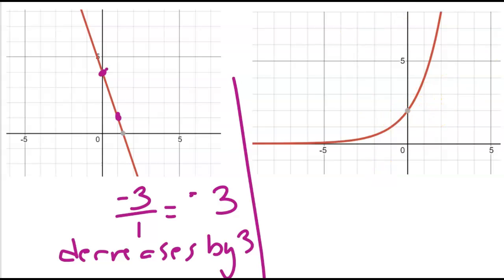On the other one, we see we've got an exponential graph. So we're going to do our first point, go to the next point. We can see it's exponential, so we're looking for what we're multiplying by. This is 2. This is 4. So to get from 2 to 4, I multiply by 2.